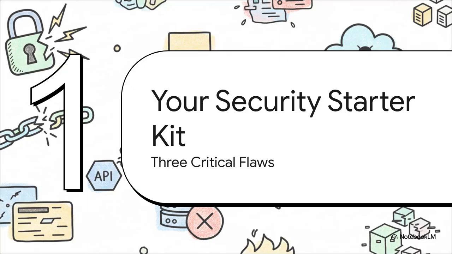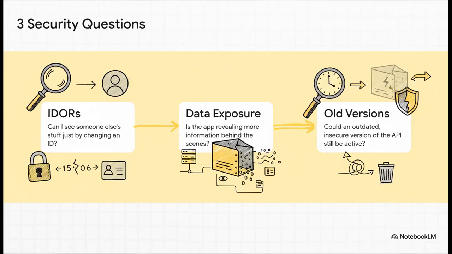Okay, we have covered a lot, I know. So let's boil it all down. If you really want to start thinking critically about app security, you don't need to memorize a giant list of flaws. You just need to get a handle on the big three. Think of this as your starter kit. The best way to do this is to just ask three simple questions.